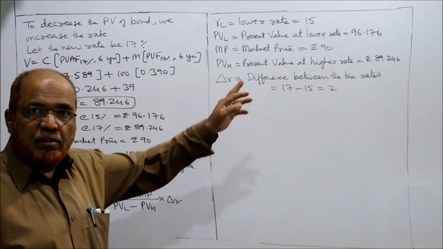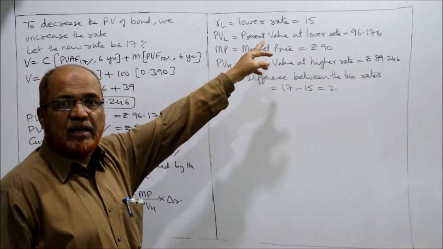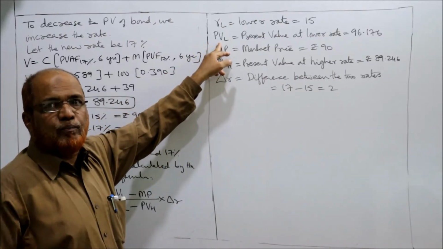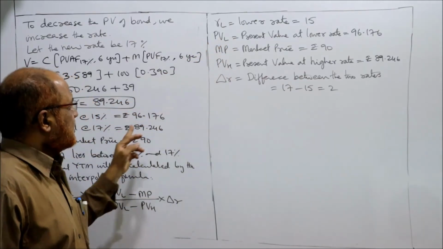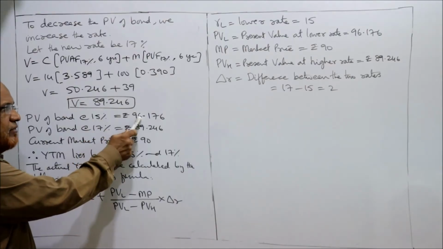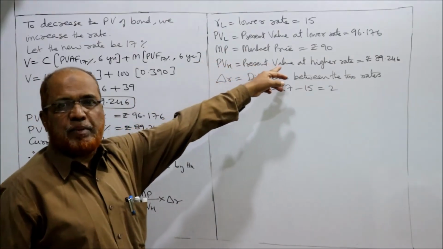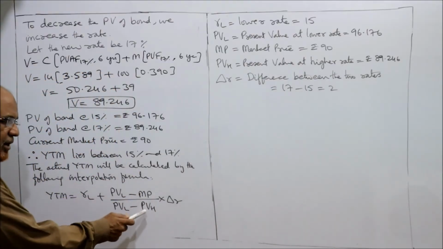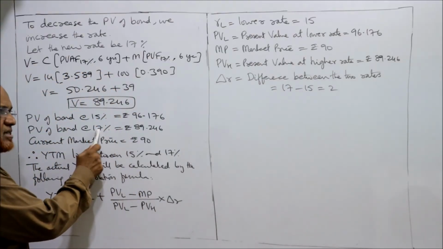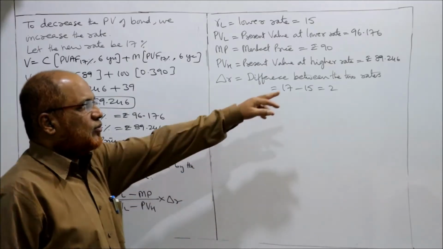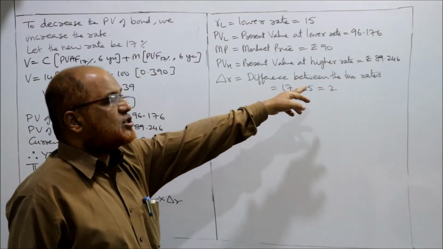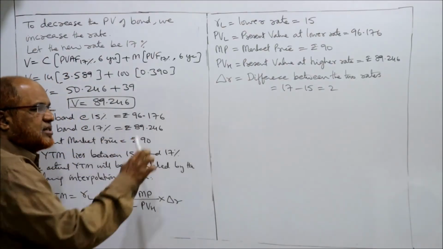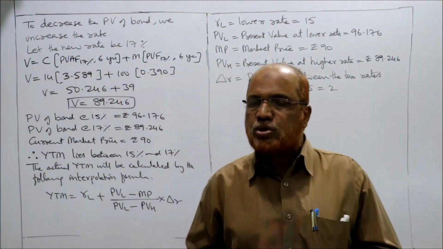So this is the first problem. Remember, RL stands for lower rate, 15%. PVL stands for present value at lower rate. So lower rate 15%, here the present value. MP is equal to market price of the bond given in the problem, 90, and PVH is the present value at higher rate. So higher rate 17%, the present value 89.246. And then lastly, the difference between the two rates. The two rates are 17 and 15. The difference is 2.